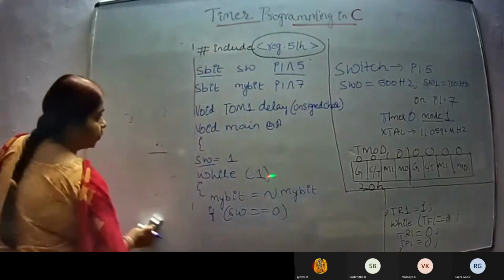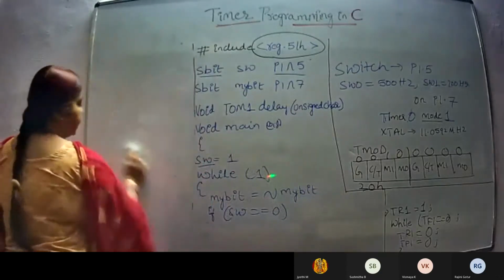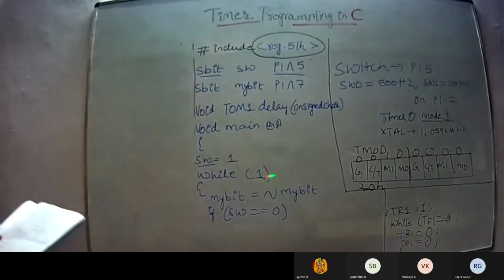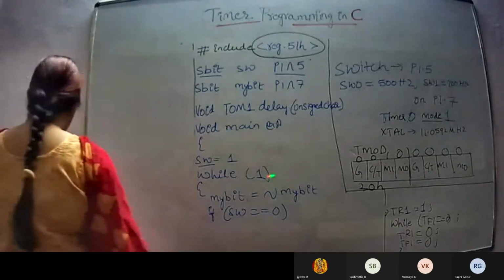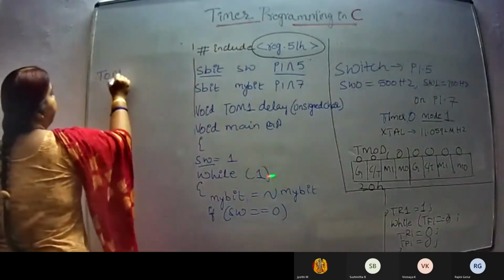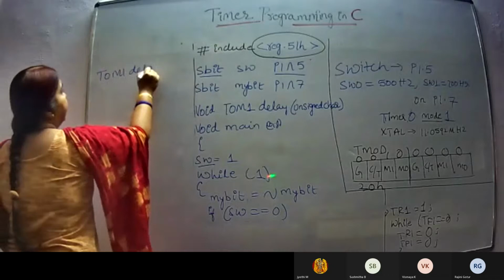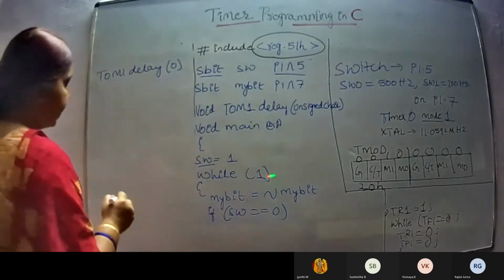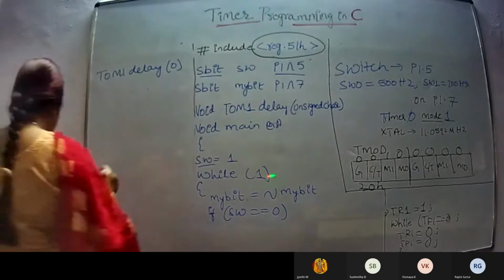What should happen? Which delay should be generated? We have to generate a delay of 500 Hertz. If switch is 0, a delay of 500 Hertz should be generated. So we will call the program timer 0 mode 1 delay of 0. An unsigned character is sent here.